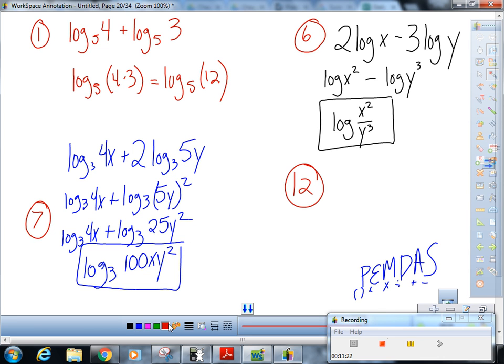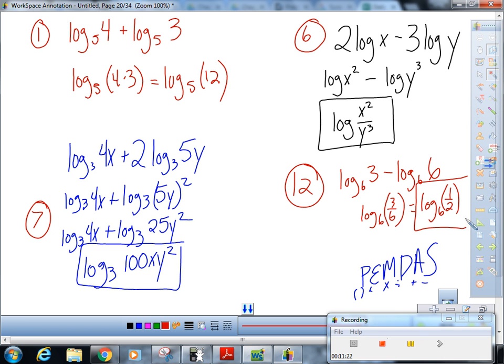Finally, oh, nice. Just randomly an easy one. Log base 6 of 3 minus log base 6 of 6. Nothing we can do, so we go straight from subtraction to division. So this is going to be the log base 6 of 3 divided by 6. So the log base 6 of 1/2. Okay? So far so good?